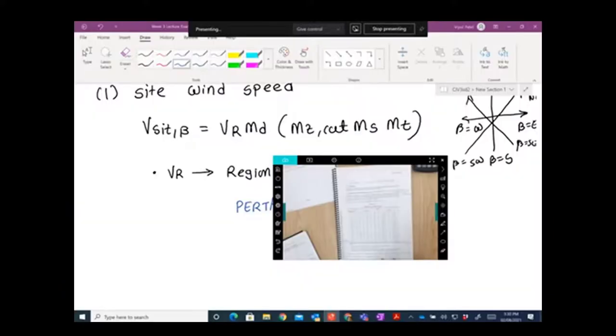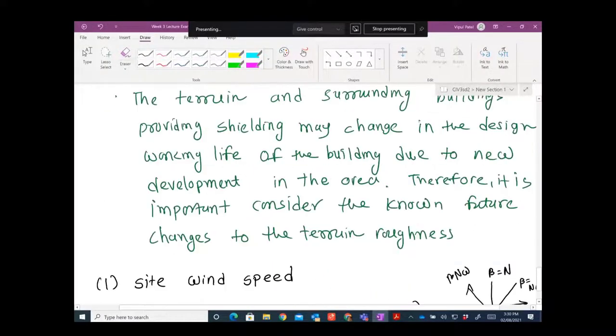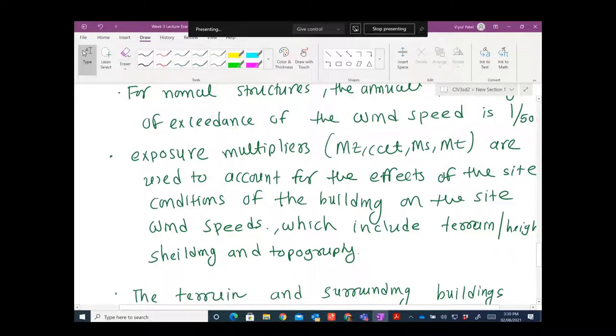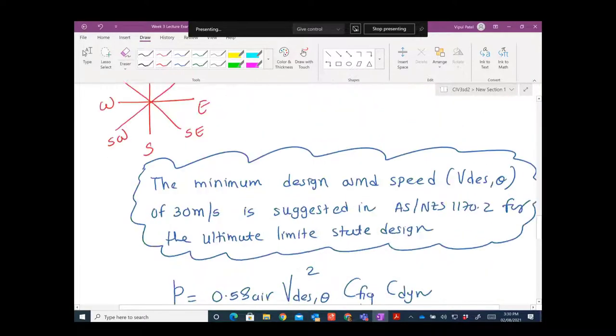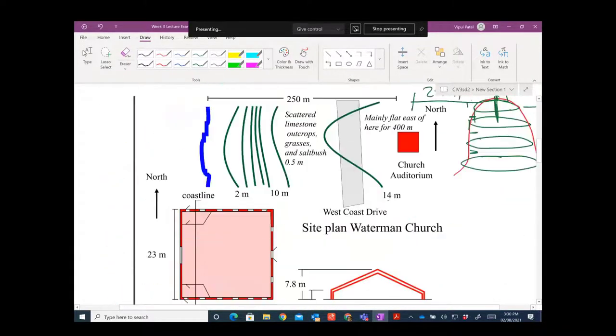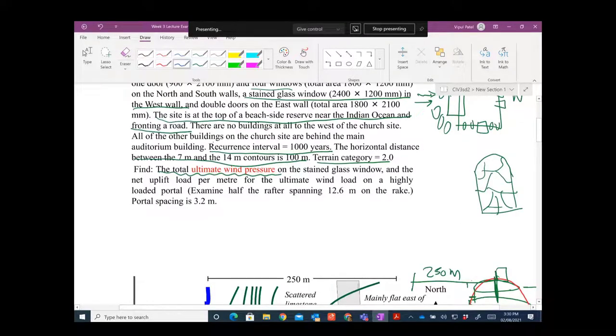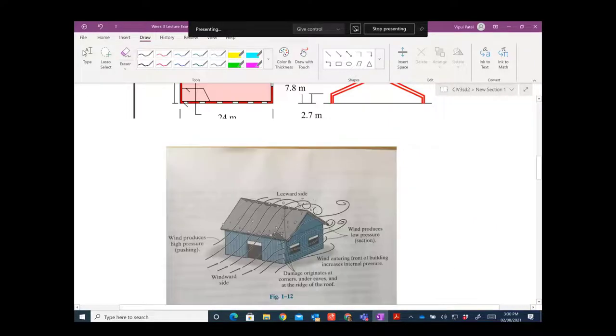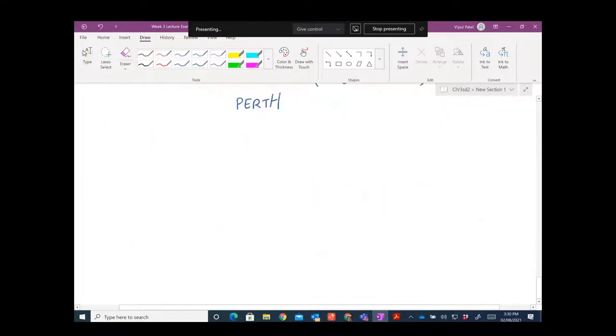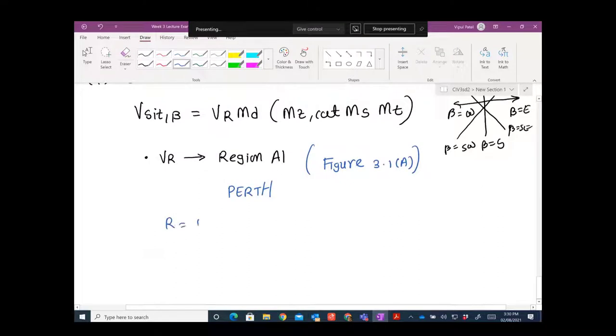So that is a quick note. I hope it is helpful for understanding some of this terminology. Some of the details are already given in our question, so we don't need to use this information. If it is specified, you can use it. If it's not specified, you can use your judgment. It says the recurrence interval is 1000 years, so we take V1000. The recurrence interval R is given as 1000 years.